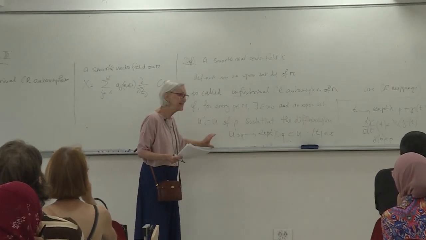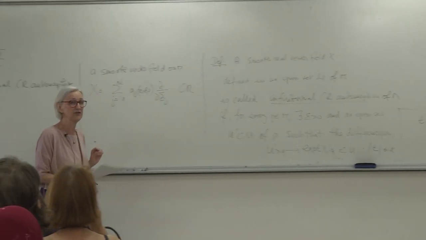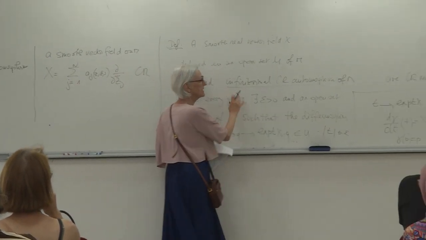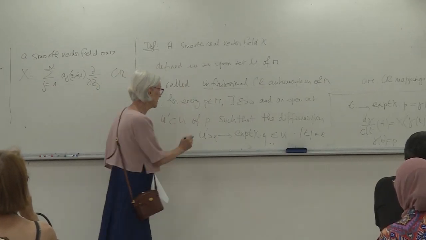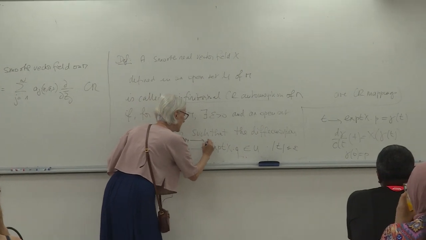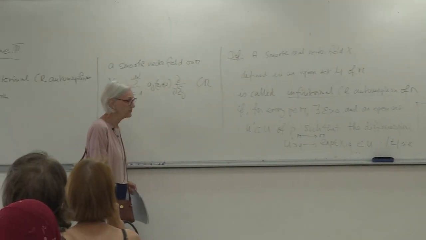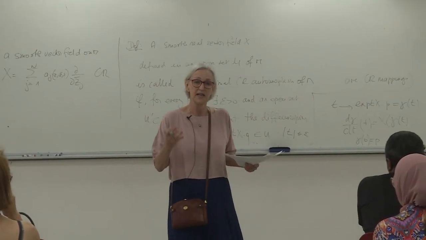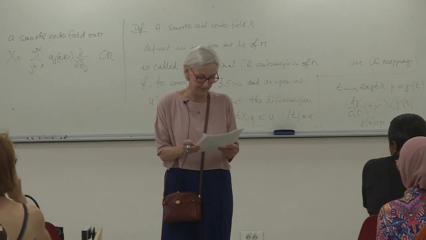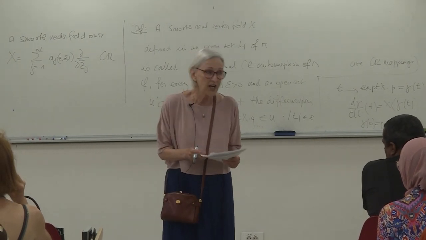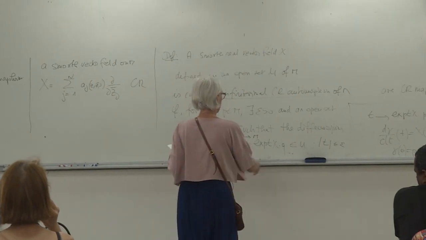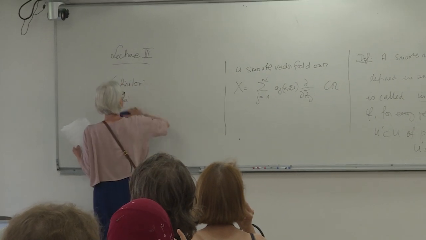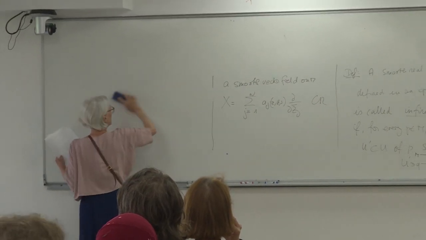That means annihilated by the CR vector field. That's the precise definition of an infinitesimal CR automorphism. So this goes from M to M. They are diffeomorphisms, in general smooth, but you want more. You want them to be CR. So how can you characterize them? You have a definition, but when can you say that they are really CR automorphisms?